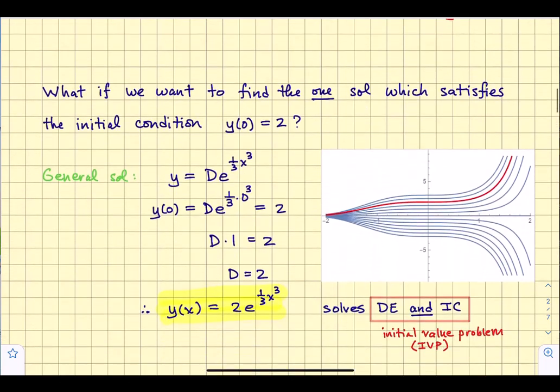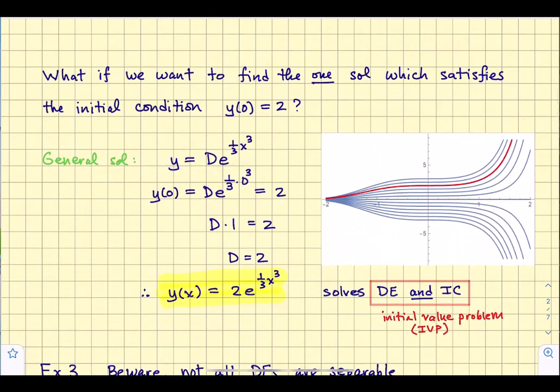So what we do is we start with the general solution. We apply the initial condition, so we just evaluate y at 0, so we get d e to the 1/3 times 0 cubed. We set that equal to 2 because that's the value of our initial condition. And then we solve this resulting algebraic equation for the unknown d. Now here, the arithmetic is very simple. E to the 0 is 1, so we get d equals 2. That was just a coincidence that the d value happened to be the number that was sitting here. Sometimes it is, sometimes it isn't.